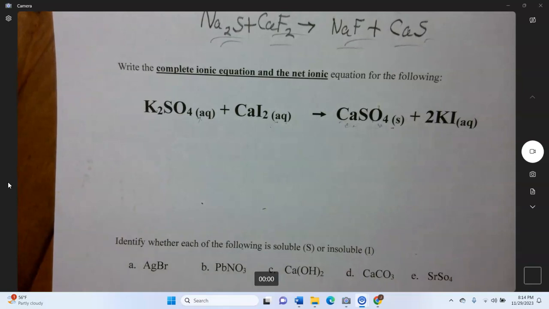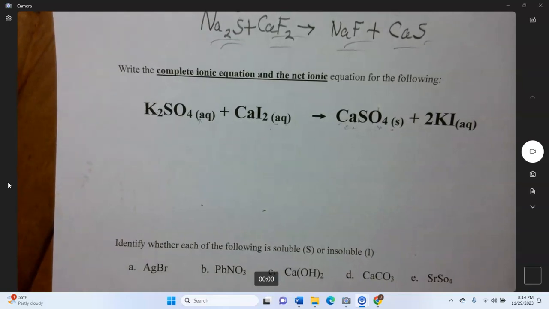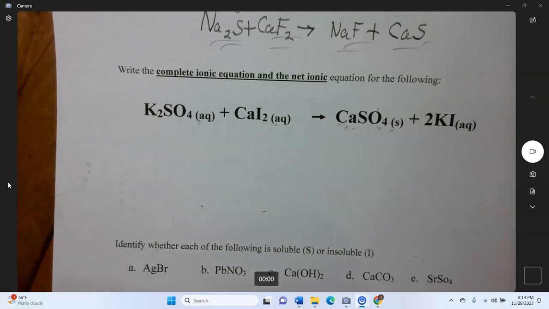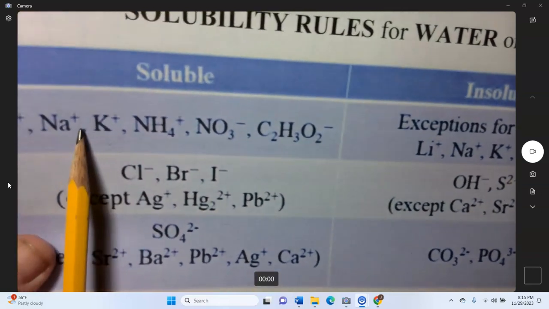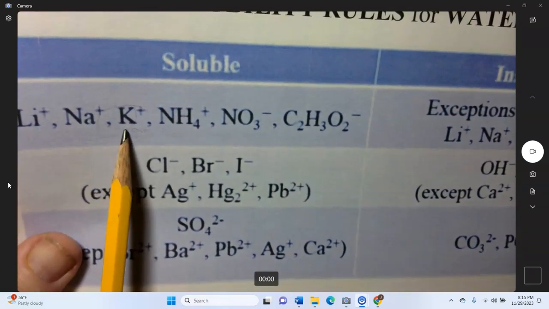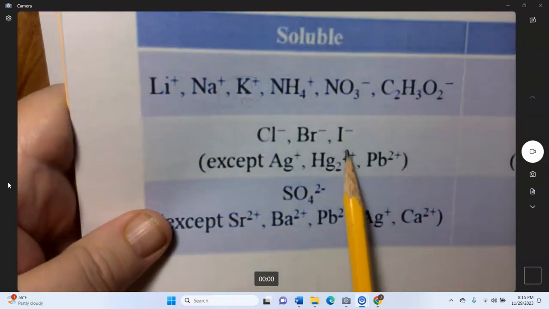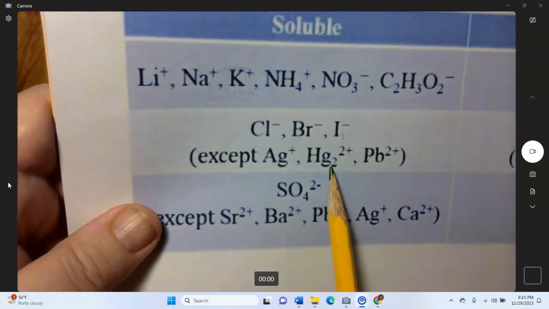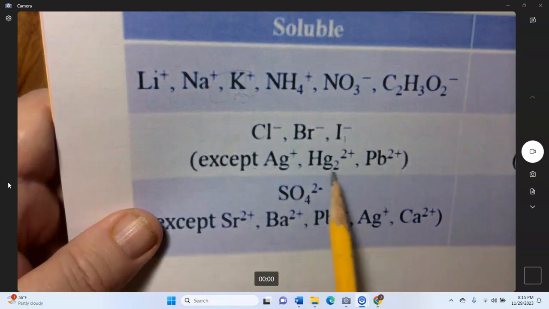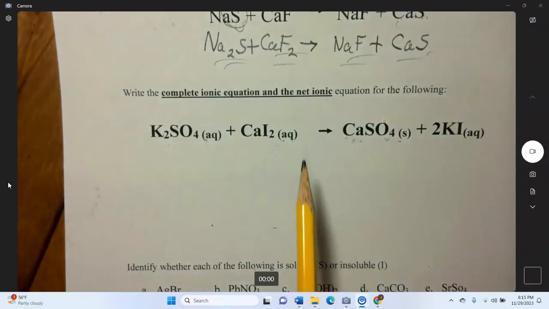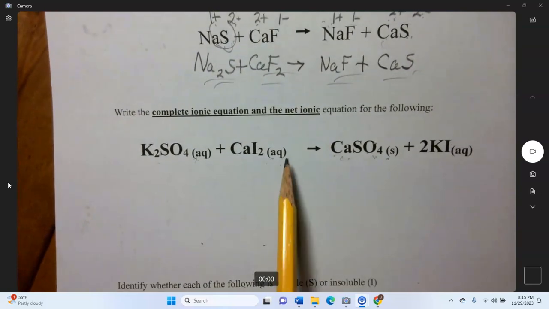How do we know that? So now let's go look at that. I'll give you a couple of these problems in a minute about solubility. So K2SO4. K dissolves with anything right there. So it doesn't matter what it's with. It's going to dissolve. This is totally soluble. Next one, CaI2. Okay. I dissolves with anything except these 3, but calcium is not one of these 3. So calcium iodide will dissolve in water. So that's aqueous. That's what it means. It's going to dissolve if it's AQ.